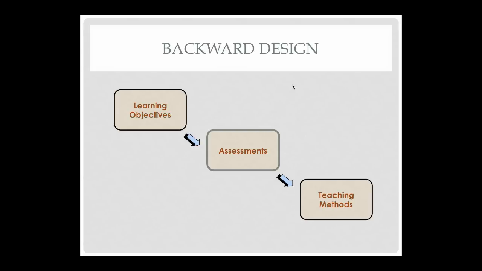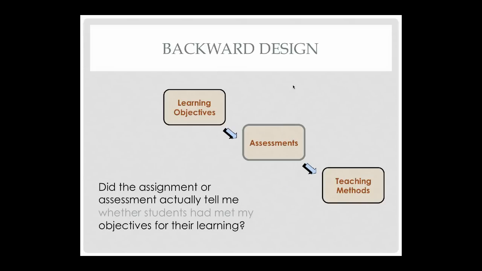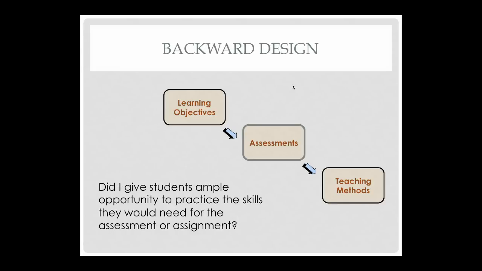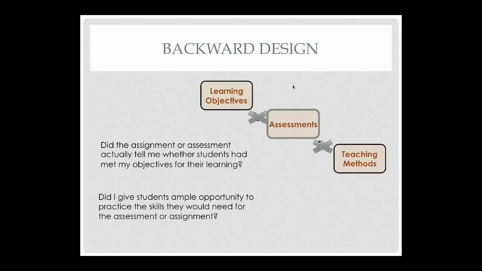A useful exercise is reflecting on a test or project that your students didn't do particularly well on and asking yourself 2 questions. First, did the assignment or assessment actually tell me whether the students had met my objectives for their learning? And if the answer to that question is yes, the next question should be, did I give students ample opportunity to practice the skills they would need for the assessment or assignment? Very often, when something doesn't work well in a course, when something seems to be off, the answer to at least one of the above questions is no.